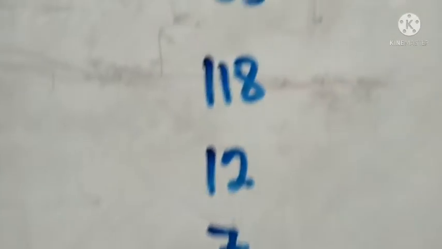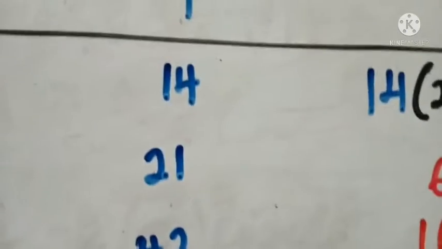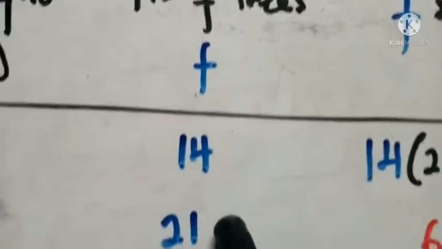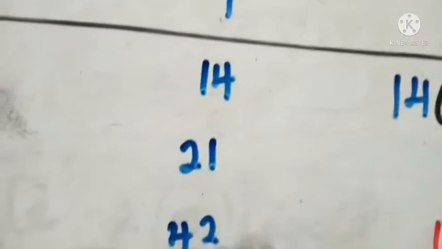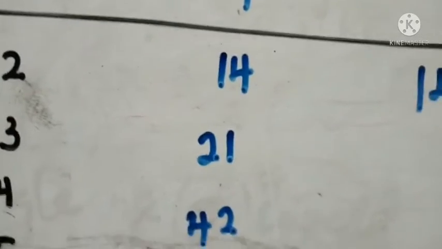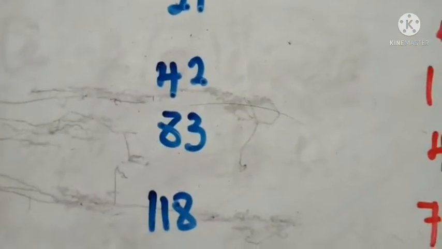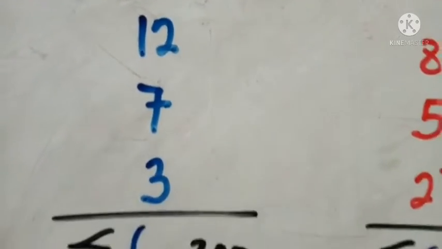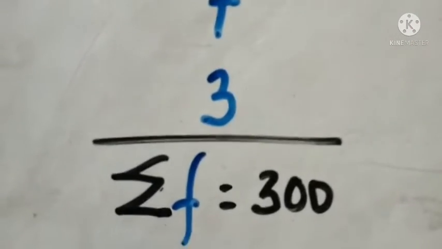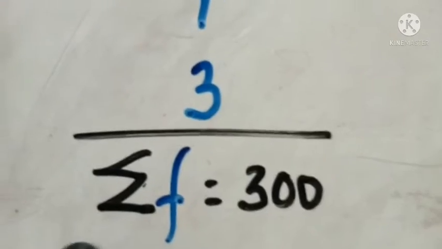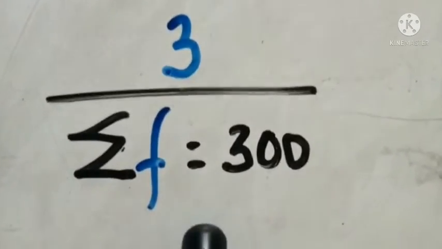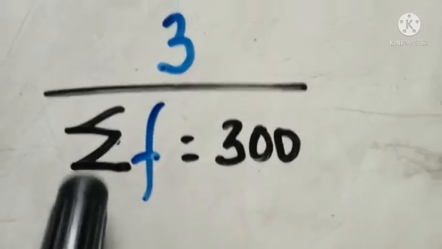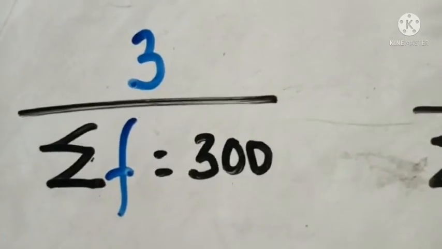After summing, F stands for the frequency, right? You should add everything here. So that would be 14 plus 21 plus 42 plus 83 plus 180 plus 12 plus 7 and then plus 3, right? This is the summation of F, adding all F. When you add everything, it gives you 300.